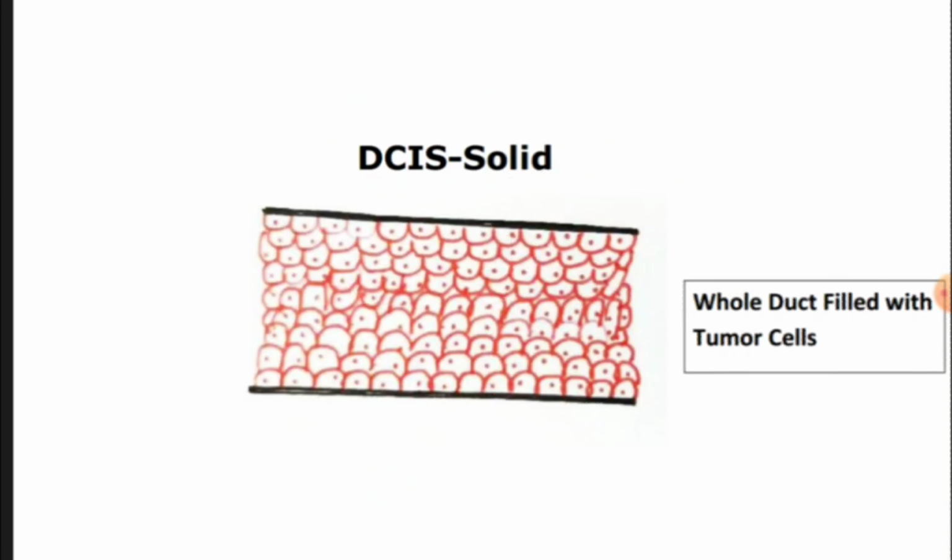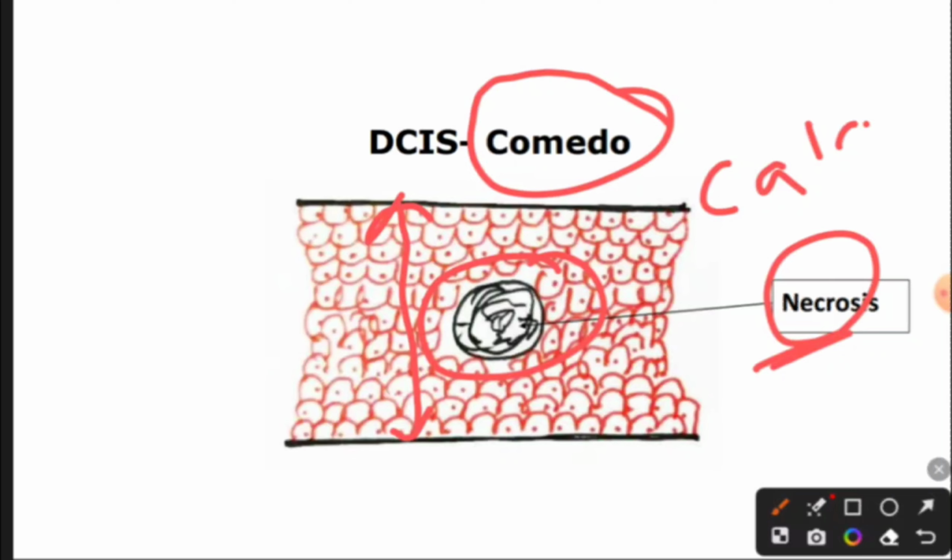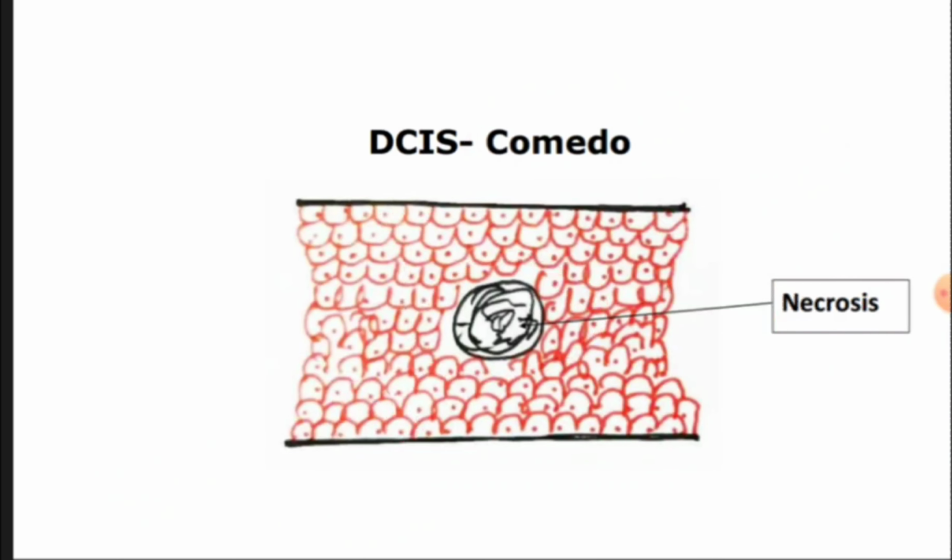The continued proliferation of cancerous cells further distends the duct, as a result of which the vascularity of the cells in the center of the duct gets jeopardized, and necrosis takes place. And necrosis is the hallmark of ductal carcinoma in situ, Komedo type. At the site of necrosis, calcification also takes place. Now, if these cancer cells keep on proliferating, what will happen? These proliferating cancer cells after some time will come out of the ductal system and invade the surrounding structure. And if this happens, it is called invasive ductal carcinoma.